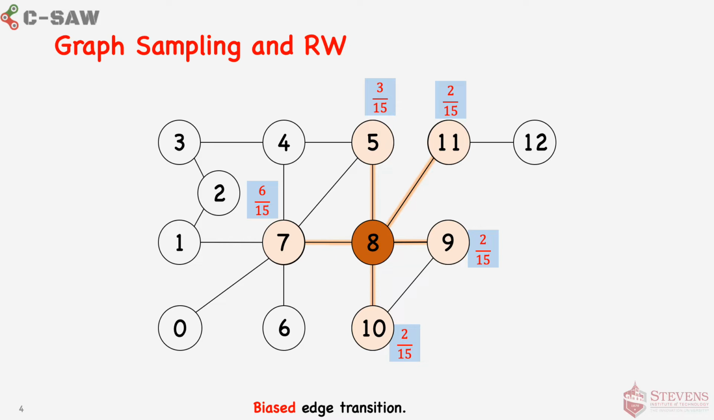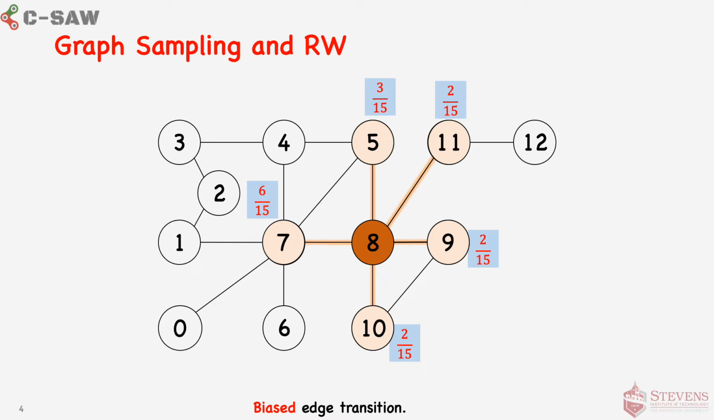First we define the transition probability for each neighbor vertex. The transition probability can be defined as the degree of the vertex over the sum of degrees of all neighbor vertices. We can call this a biased edge transition, as transition to neighbors depends upon a bias or transition probability, and every neighbor has a different transition probability. Here for vertex 8, the sum of degrees of all neighbor vertices is 15. For example, as the degree of vertex 7 is 6, its transition probability is 6 over 15. Similarly, we can define the transition probability for the other remaining vertices.